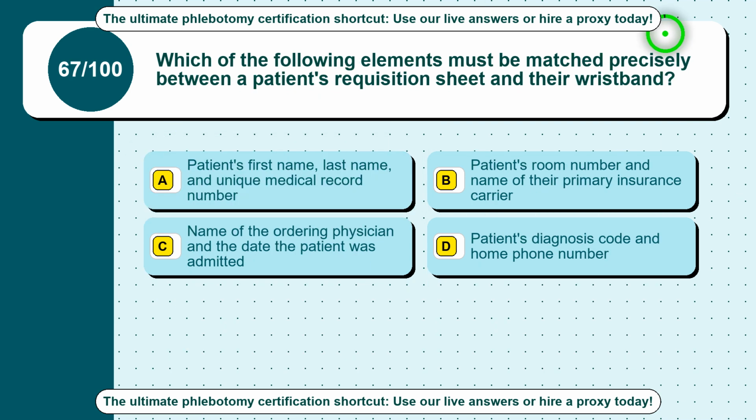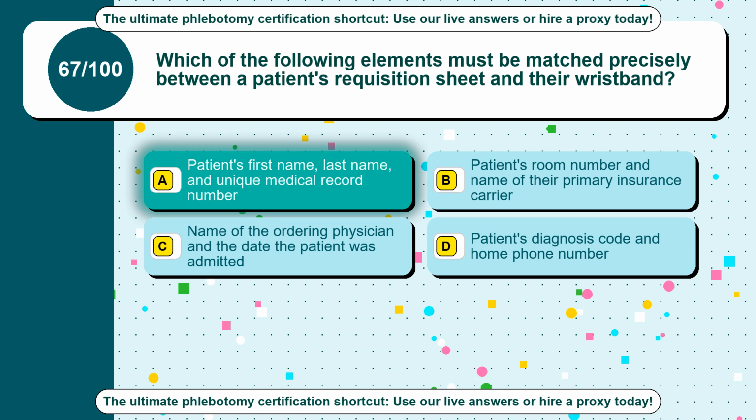Question 67. Which of the following elements must be matched precisely between a patient's requisition sheet and their wristband? Option A. Patient's first name, last name, and unique medical record number. Option B. Patient's room number and name of their primary insurance carrier. Option C. Name of the ordering physician and the date the patient was admitted. Option D. Patient's diagnosis code and home phone number.